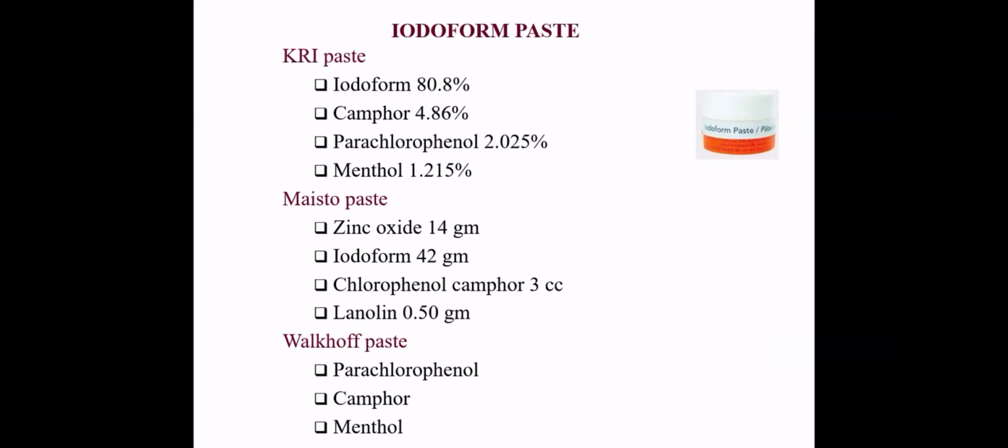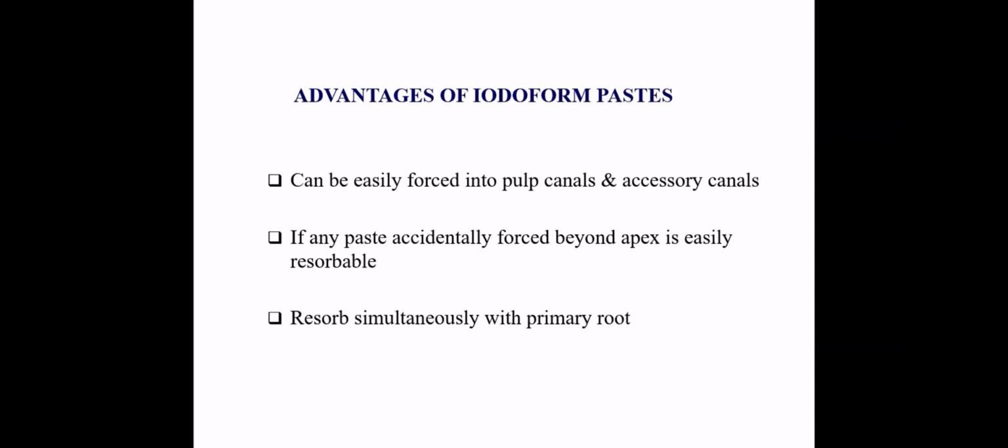But once you get a question as to what are the materials you use as an obturating material, you can mention it. So most commonly used are zinc oxide eugenol, Endoflas, Vitapex, and Metapex, the most commonly used obturating materials in the primary tooth. Now, what are the advantages of iodoform paste?